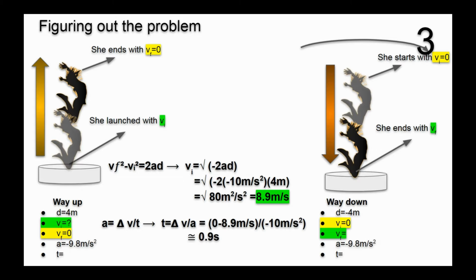What happens now is the reverse of the problem. She falls, and she will go back from 0 speed to 8.9 meters a second in 0.9 seconds. It will be an exact opposite track.